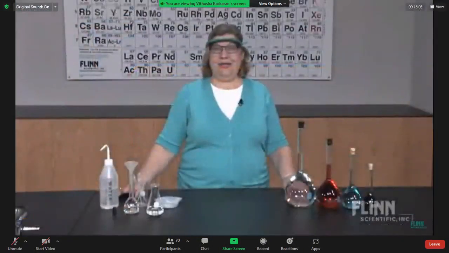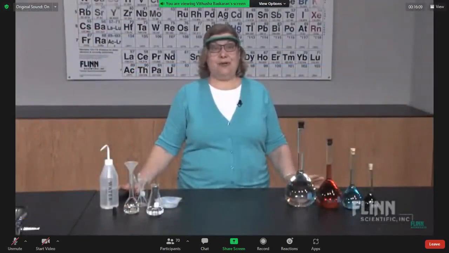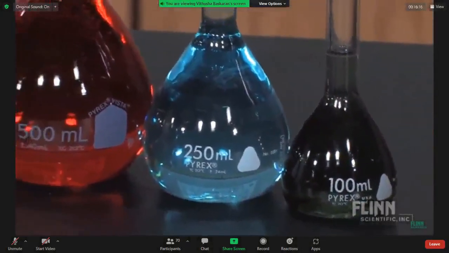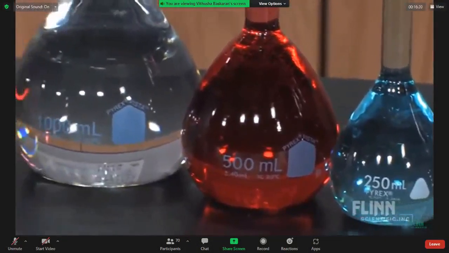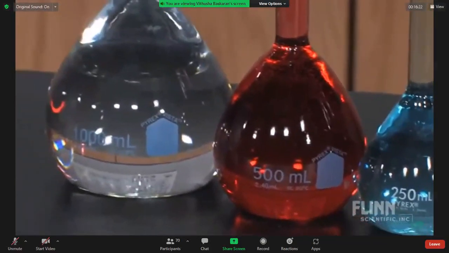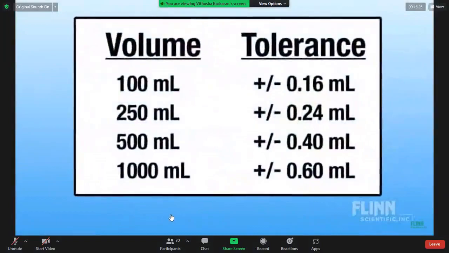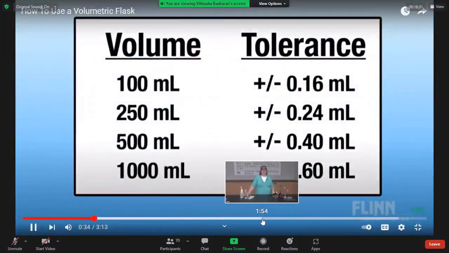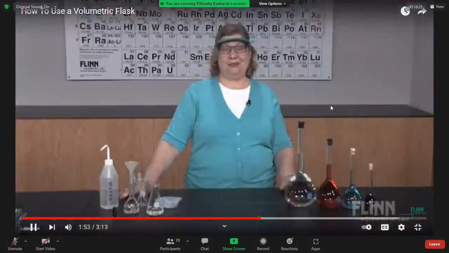The unique design of a volumetric flask with its wide body and narrow neck allows for extremely high accuracy when preparing solutions. Volumetric flasks come in standard sizes with 100, 250, 500, and 1000 milliliter being the most common. And the typical accuracy tolerances are plus or minus 0.16 milliliter for a 100 milliliter flask.